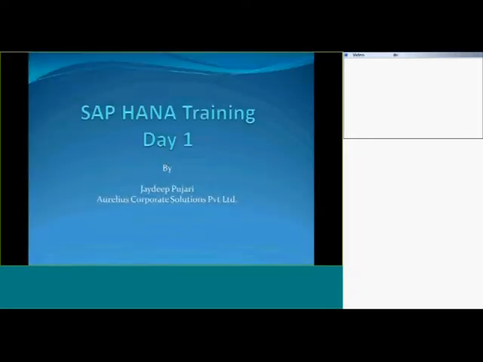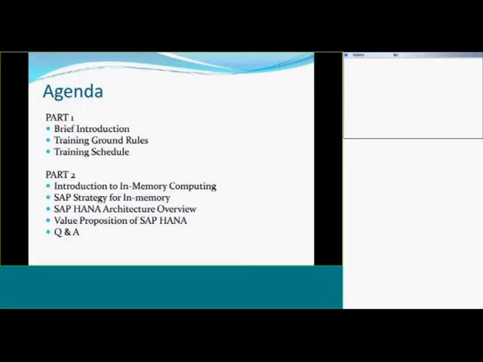which we are conducting on behalf of Aurelius Corporate Solutions Private Limited. It's an 8-week course that we are going to go through, and basically we will try to cover different aspects of SAP HANA, and there will be demos to the system as well. We will try to cover the theory part of it. We'll try to cover the architecture part of it, and we'll also give you chance to do the hands-on sessions.